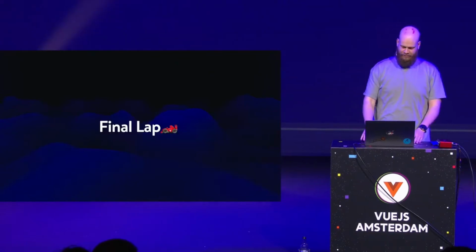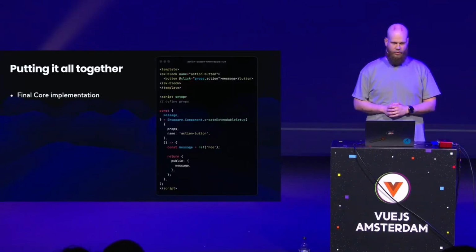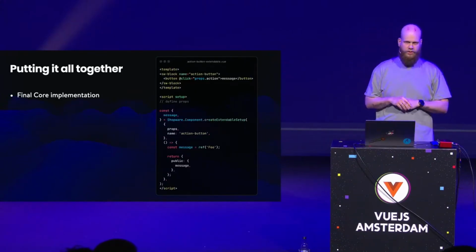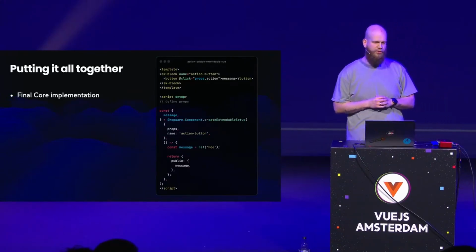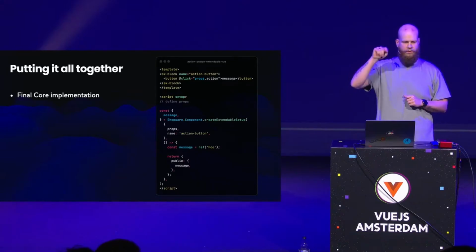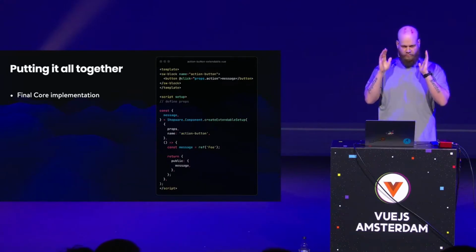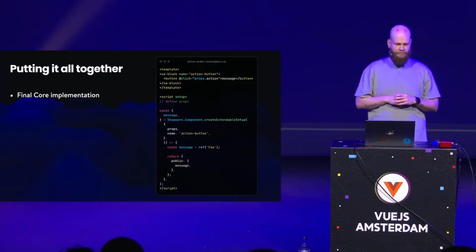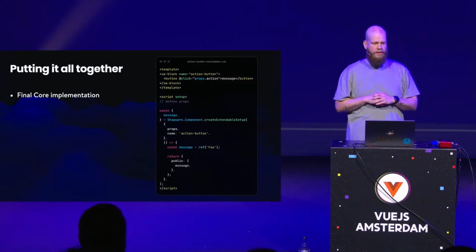Time for the final lab. So the final core implementation would look something like this. I dropped the props because that's standard Vue, and you know that all pretty well. So we have again the template with the block and the name. Our button is in it, and this time we pass the message of the extendable setup, or of the script setup, into the template. We close the block, that's it.